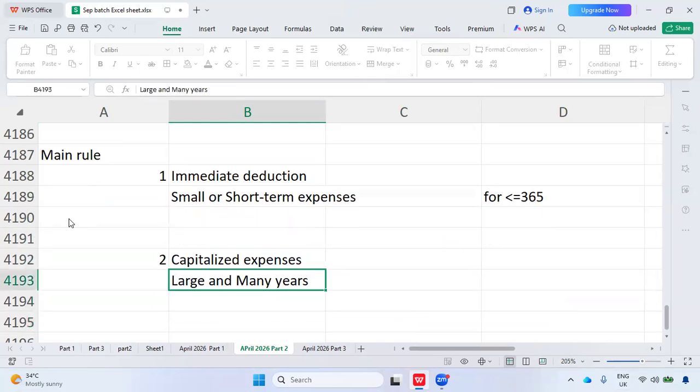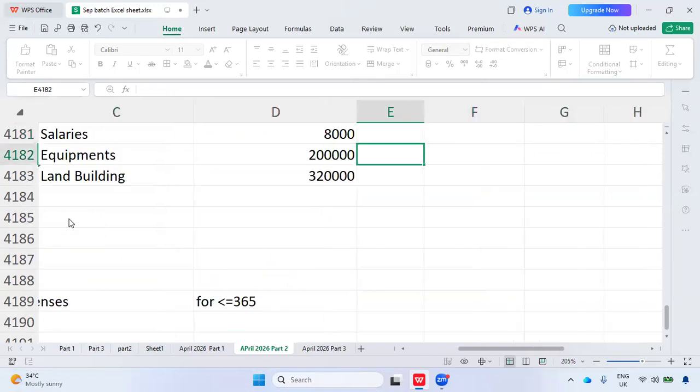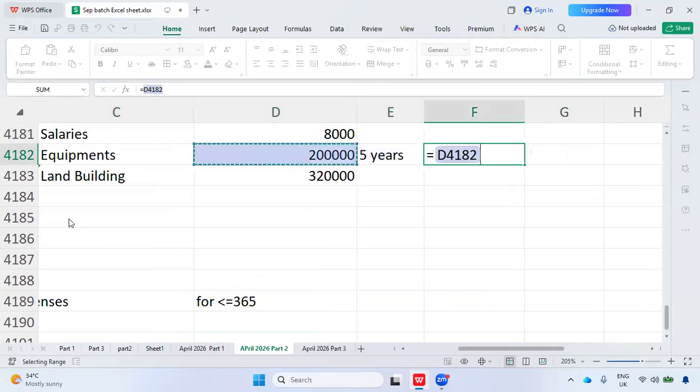And if the amount is large or it is for many years, then we will capitalize. So instead of claiming the expense immediately, we will claim it over the period of the life. Let's say the equipment life is 5 years. Can we claim $200,000 as expenses immediately? No, because we are using the equipment for 5 years, right? So we can claim 200,000 divided by 5 years. Each year we can claim 40,000 as an expense.